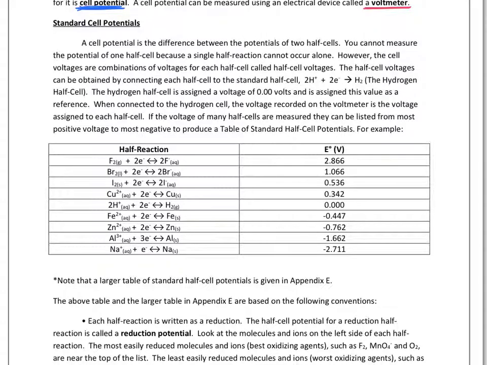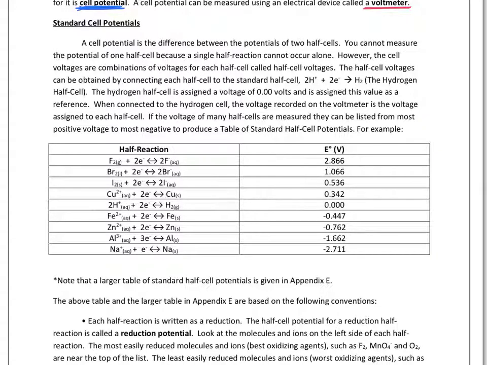A cell potential is the difference between the potentials of two half cells. However, you cannot measure the potential of only one half cell because a single half reaction cannot occur alone. That means we can't just have oxidation happening. If it's losing electrons, what's gaining it? Or we can't just have reduction happening, because if it's gaining electrons, where are these electrons coming from?